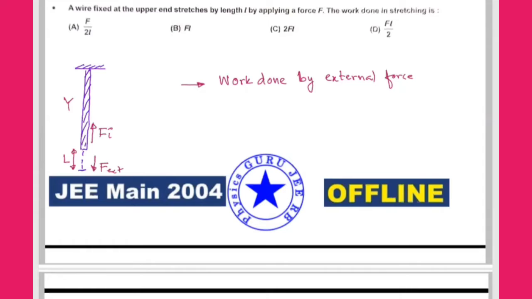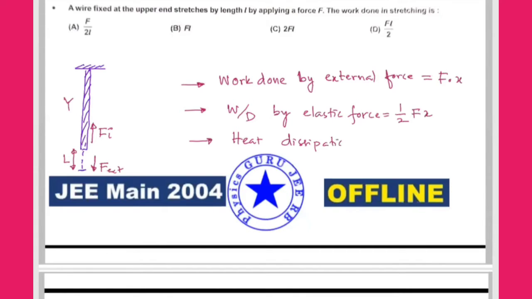Work done by the external force is nothing but F into X. Work done by the elastic force equals half into F into X. But just now I told that the heat dissipated will be half of it. So the heat dissipation, if I take half of it, that means total Fx minus half F into X, we will get half F into X.